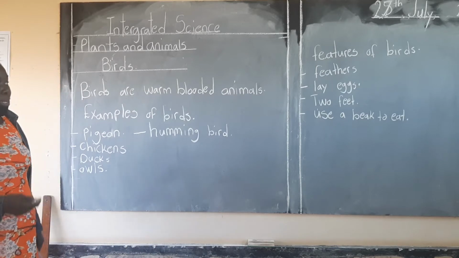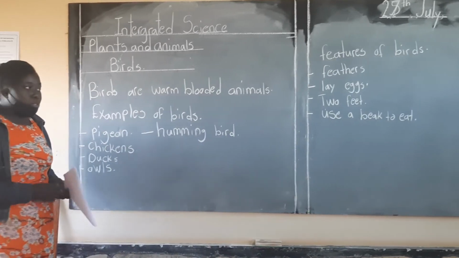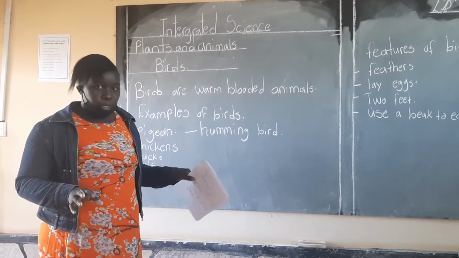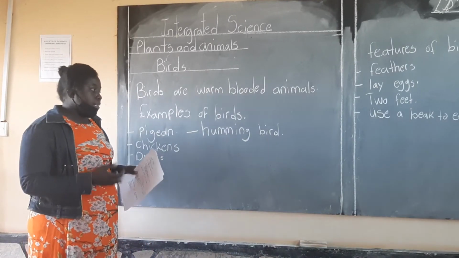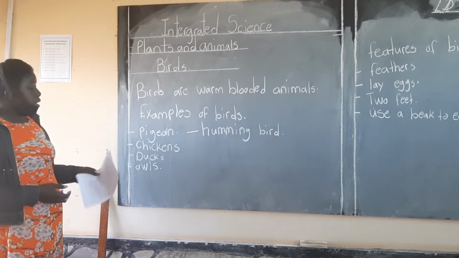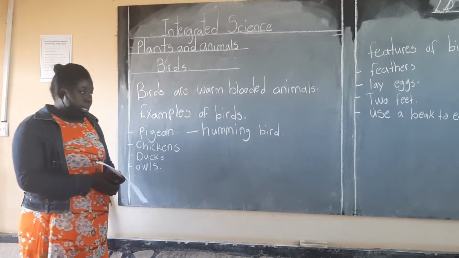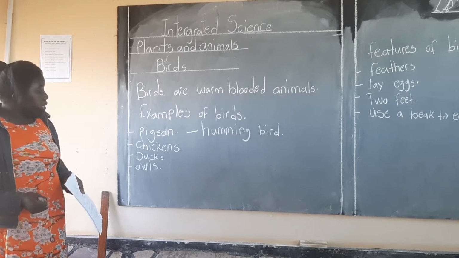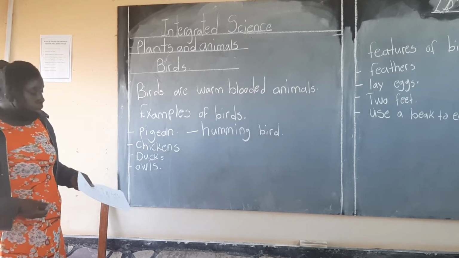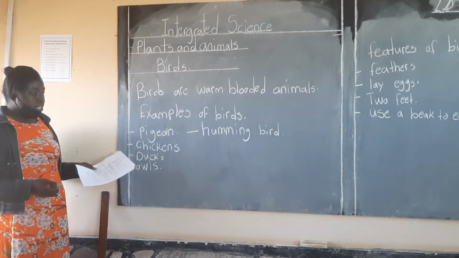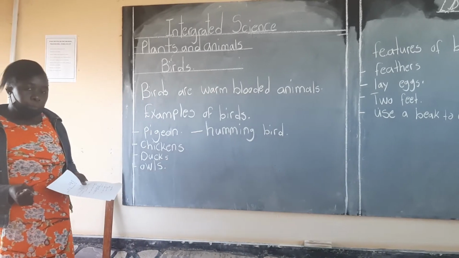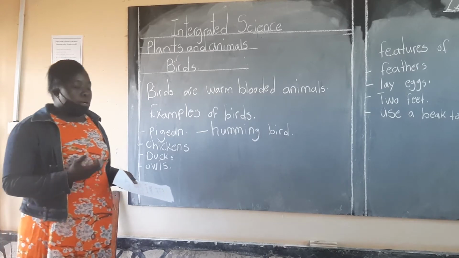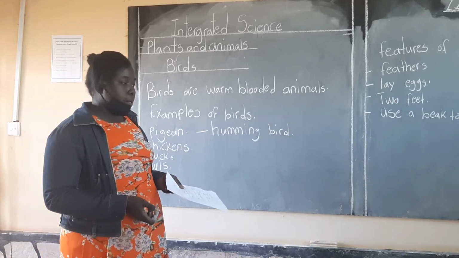Now remember, when we say birds, usually there are 2 categories, or 2 types of birds. There are birds that can fly. Examples of birds that can fly are: an owl can fly, a hummingbird can fly, even a pigeon can fly. But when we look at birds such as chicken, can a chicken fly? A chicken doesn't fly.